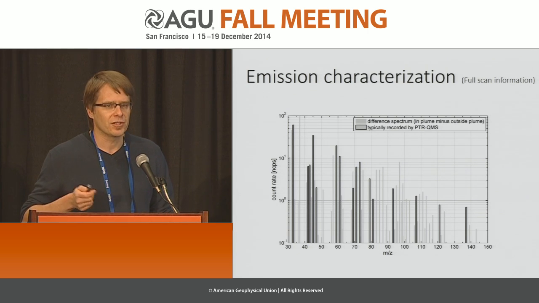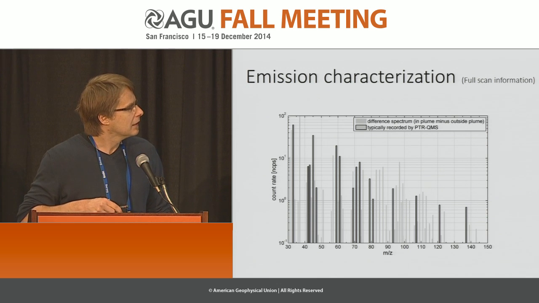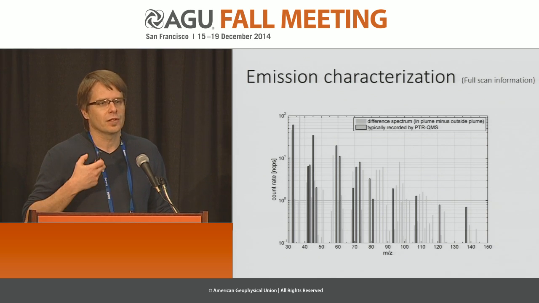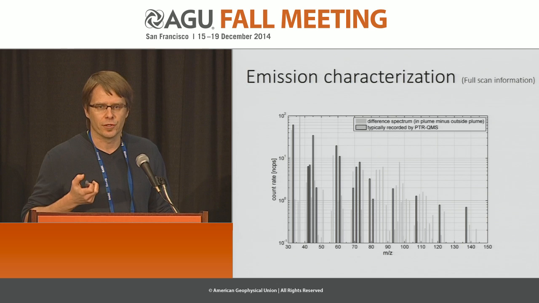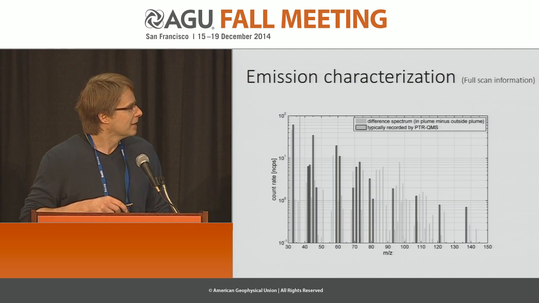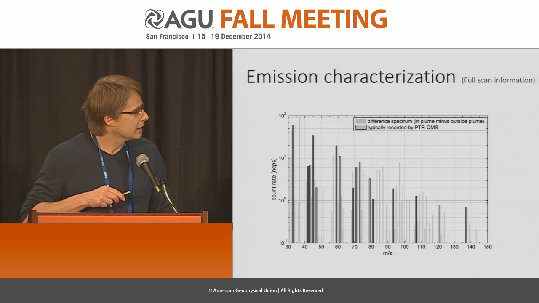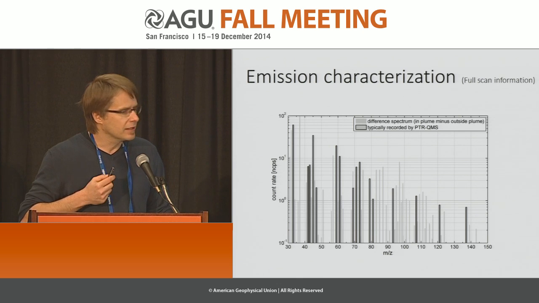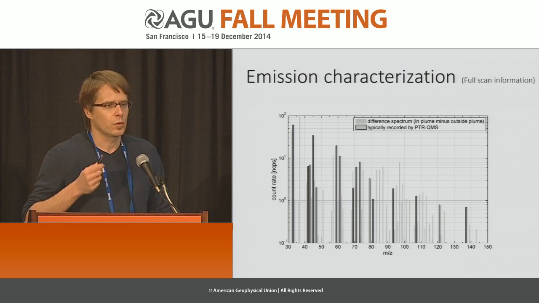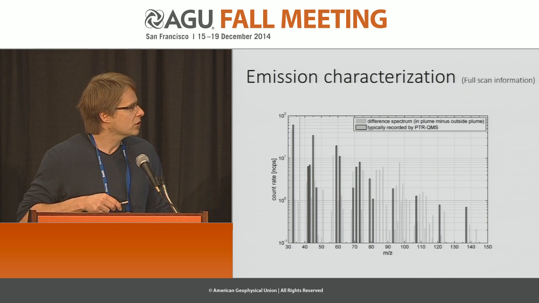Here you get the full information. You don't need to pre-select, and so that gives you a chance to discover new things. You're not only looking for what you already know is there. And so here, this is a mass scan obtained in this fire, and what you see in dark gray here is the signals we typically monitor with a quadrupole instrument. So we choose like 10 to 15 masses to have a time resolution of 10 to 15 seconds.